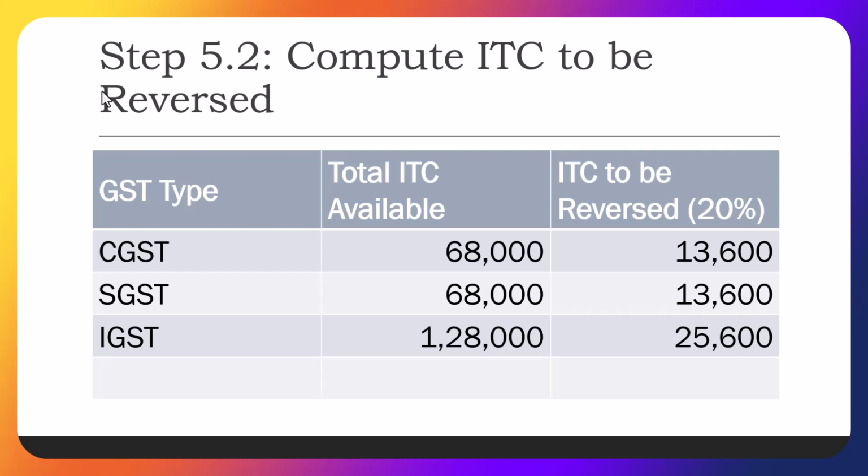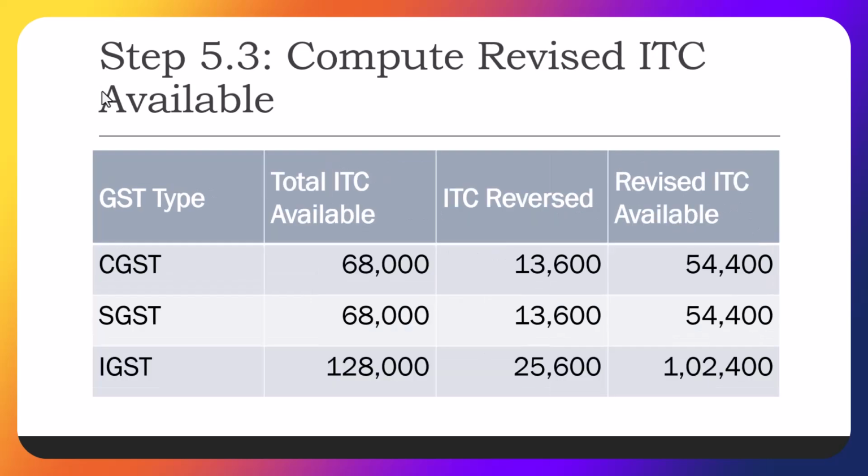Now, compute the ITC to be reversed. We know that the total input tax credit available was 68,000, 68,000, and 1,28,000 on account of CGST, SGST, and IGST. Now 20% needs to be reversed, which is 13,600, 13,600, and 25,600. That is 20% of 68,000, 20% of 68,000, and 20% of 1,28,000. So after we have calculated, the revised ITC available will be 54,400, 54,400, and 1,02,400.